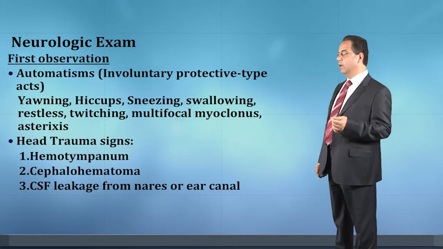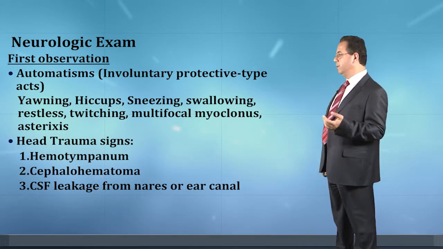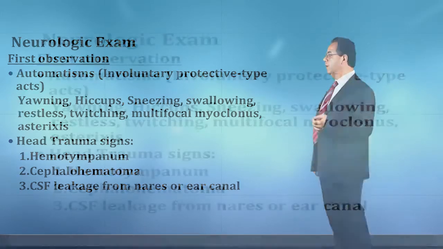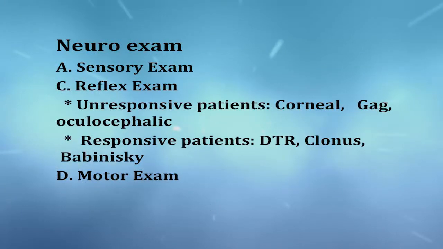Then we move on to the neurological examination. Typically, we start with observing the patient, any automatism, any abnormal movement or jerking, hiccups, sneezing, yawning, myoclonus, tremor. Then inspect the patient for any signs of head trauma, any bleeding from the nose or ears, any CSF leakage. Sensory examination, if the patient is awake enough to respond to you.